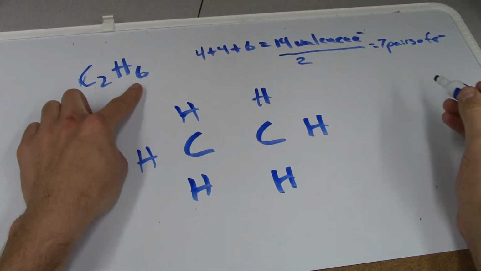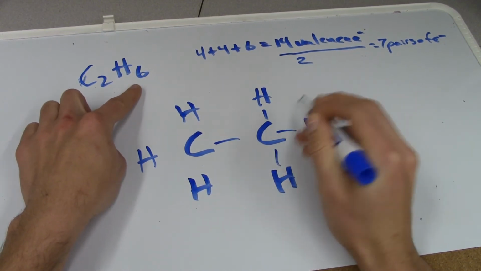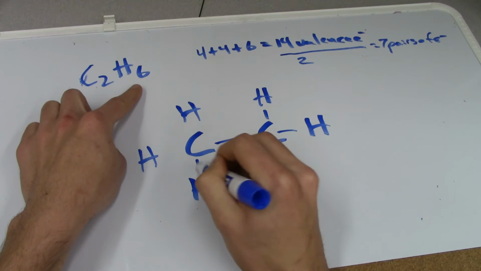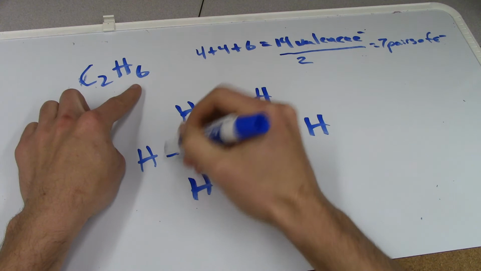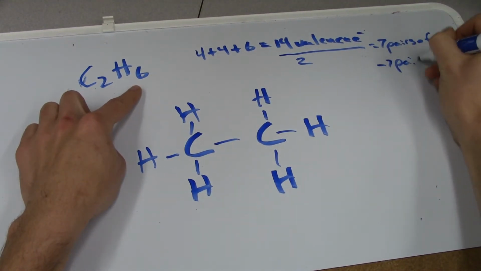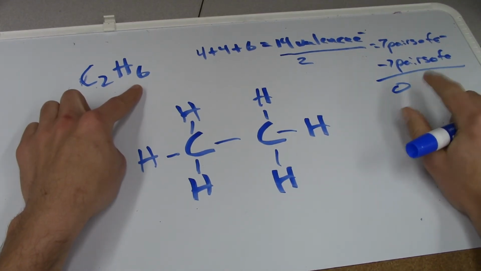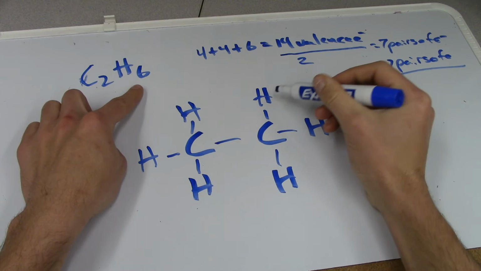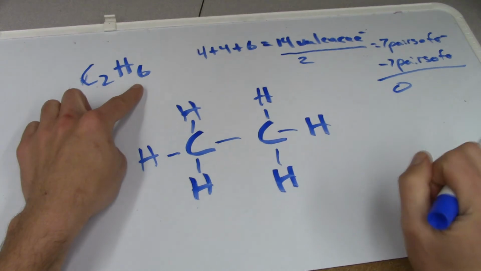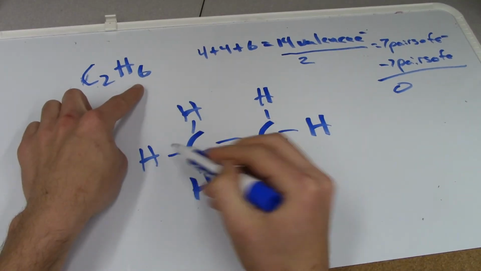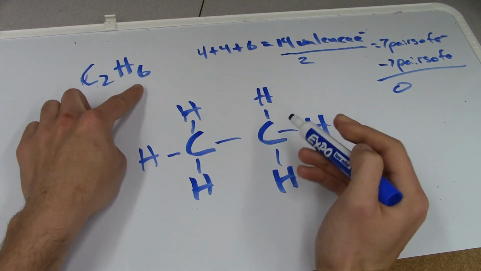First step is to connect all my atoms together, so connect the central ones, and connect each central carbon to the exterior hydrogens. I used 7 pairs of electrons: 1, 2, 3, 4, 5, 6, 7. I don't have any more electrons left, so I can't add any more. I'm going to check for stability. Exterior, this hydrogen has 2 electrons, stable, stable, stable, stable, stable, stable. Let's check the inside. This carbon has 8 electrons, stable. This other carbon has 8 electrons. It is stable as well.